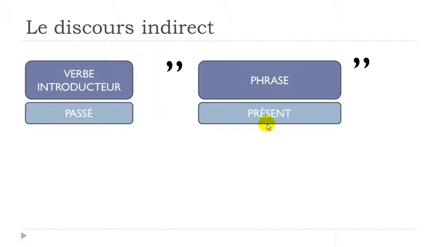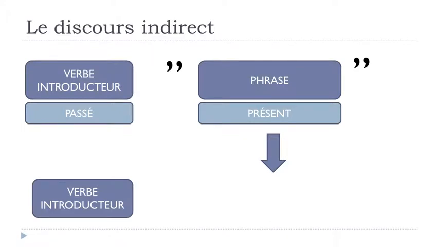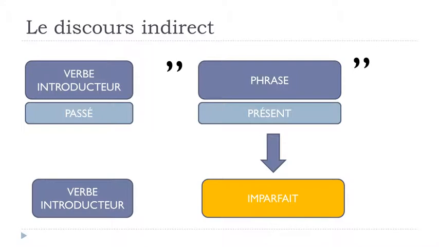Okay, so if we get the second part here at the présent, well, this part will have to change, and well, the verbe introducteur will stay the same, but this présent form will be at the imparfait.